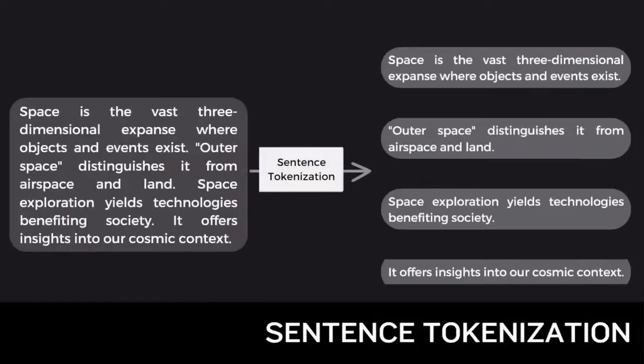For example, sentence tokenization is a particular tokenization method where if you have a paragraph, you will turn it into different sentences. A sentence ends with a full stop, so it is going to separate there and give you a list of sentences. You will be getting a Python list. See here, we have a paragraph on our left side, and when we apply sentence tokenization, it is going to split it into parts. Like, space is the vast three-dimensional expanse where objects and events exist. That's a sentence, so you get another token. So this process happened and the output we call tokens. Now this paragraph is turned into four sentence tokens.